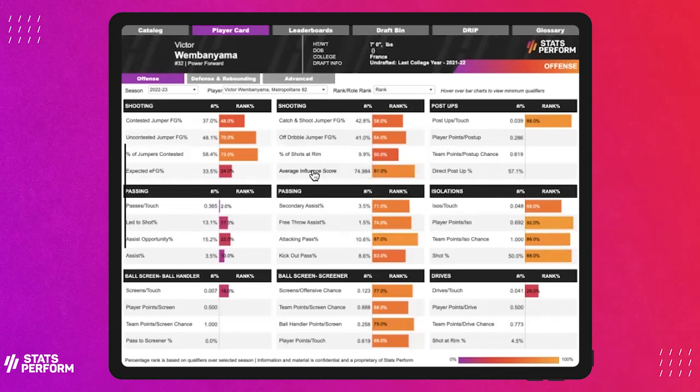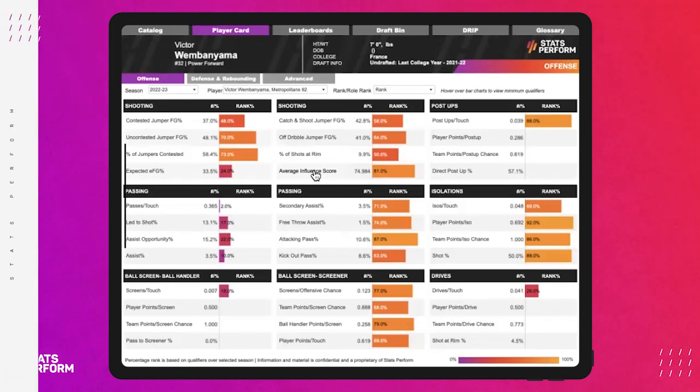We also have a metric here, average influence score, which is a measure of defender intensity. And we're seeing him in the 81st percentile there. What that's saying is that when he shoots the ball, defenders are playing tighter defense on him than 81% of other players in non-collegiate leagues from this season.